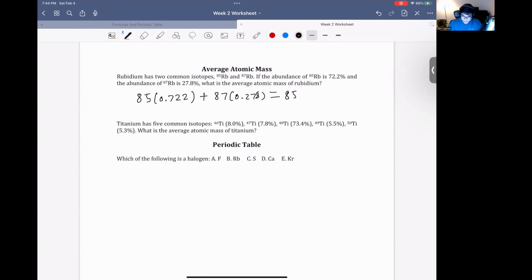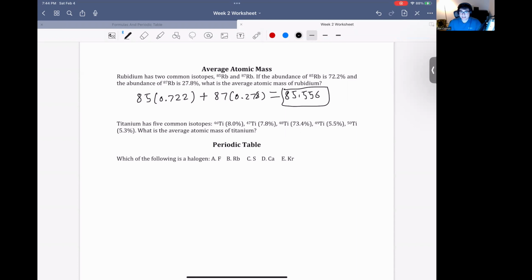And you end up getting 85.556. So that is the atomic mass of rubidium. You could write amu, but that is it. Again, no rubidium atom is actually 85.556. For the common isotopes it's either 85 or 87, or maybe there's 86, 84, 88, I don't know, but they're going to be whole numbers.